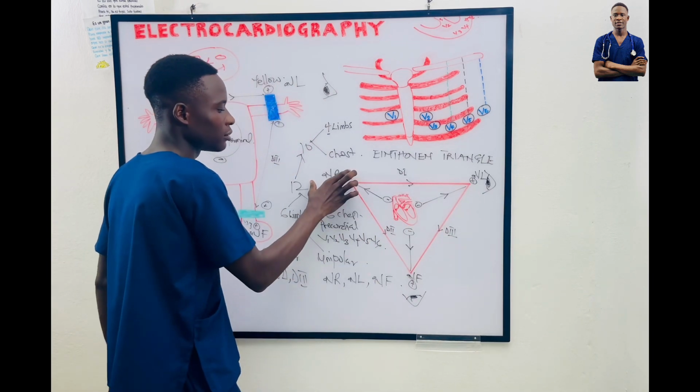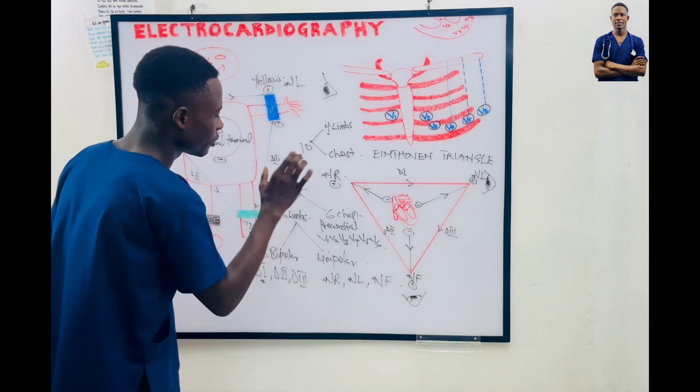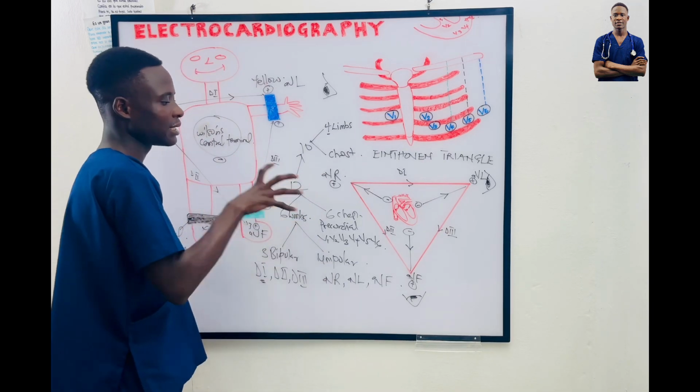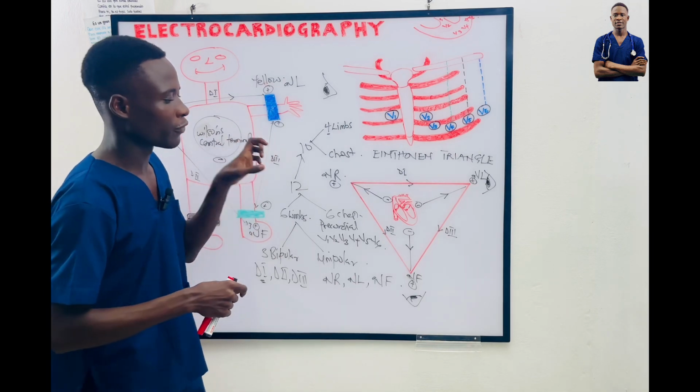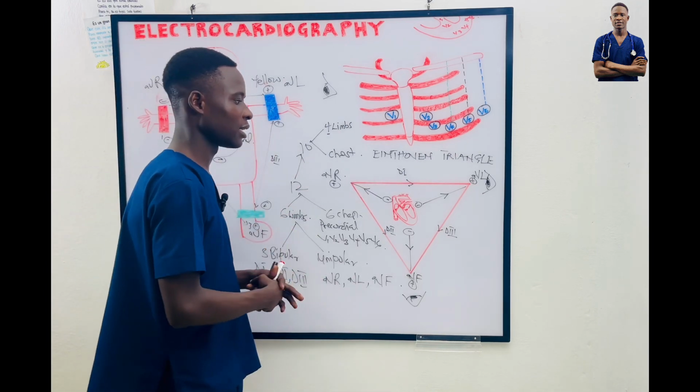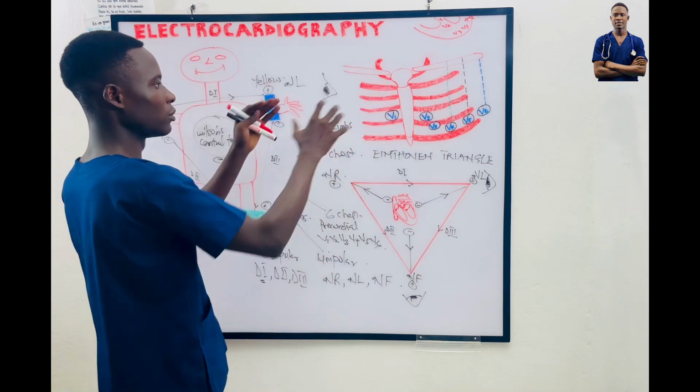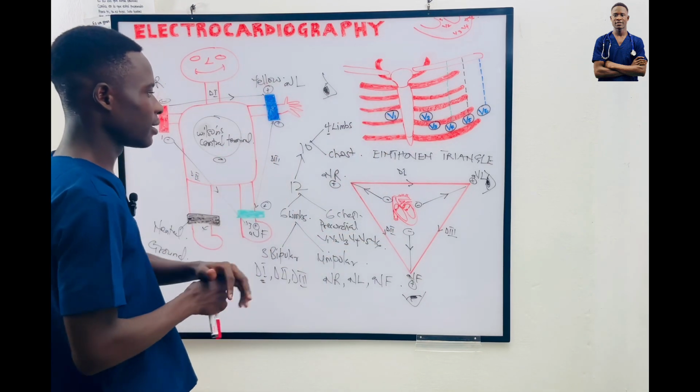The AVR, in the standard 12 leads, we don't consider it as taking information from a specific part of the heart. Now, let's come to the chest leads.